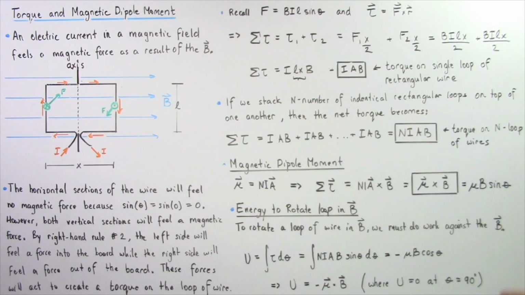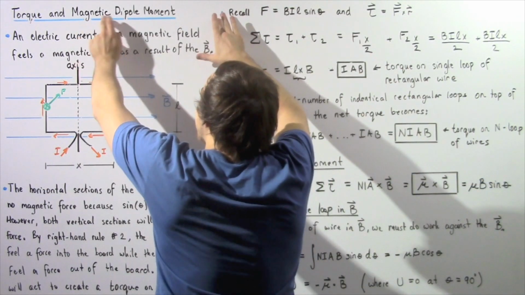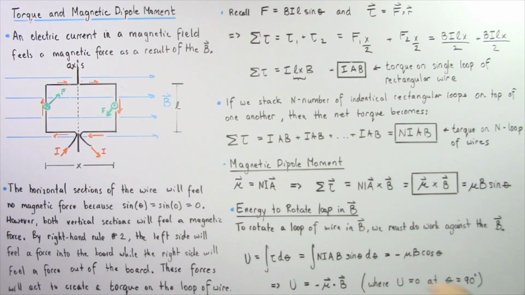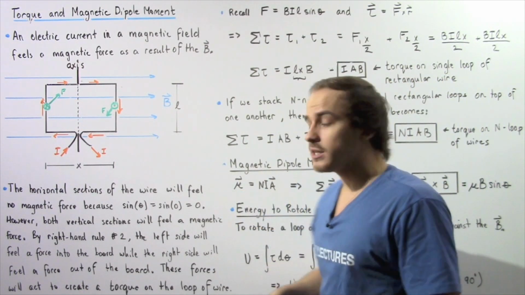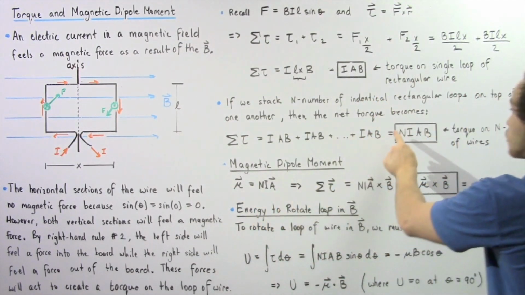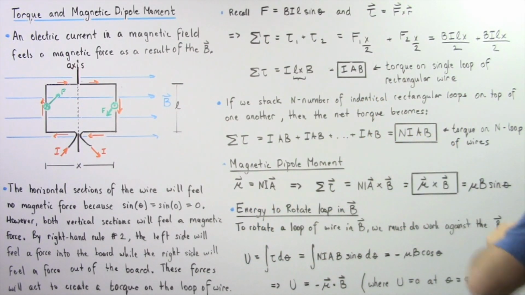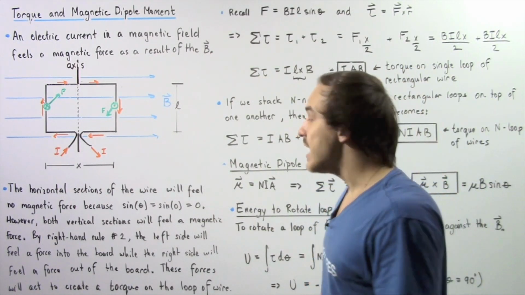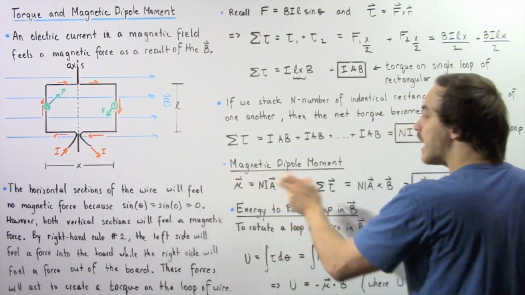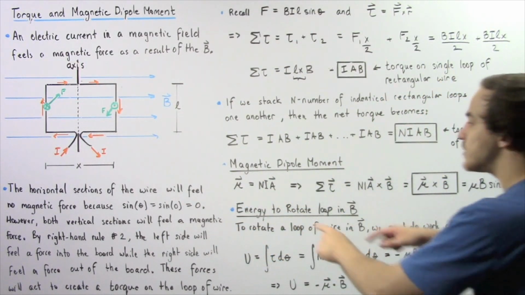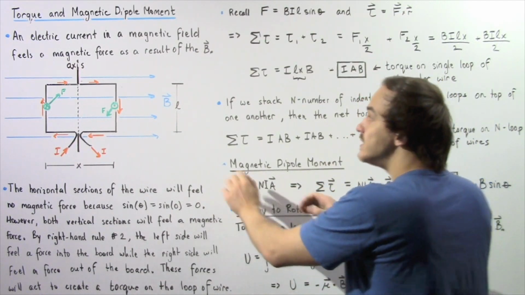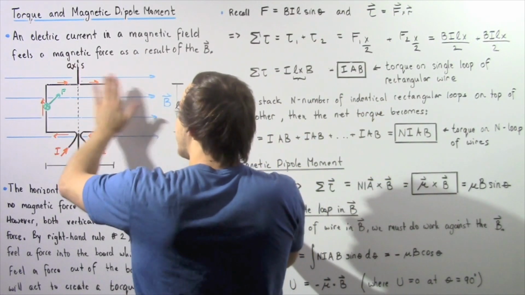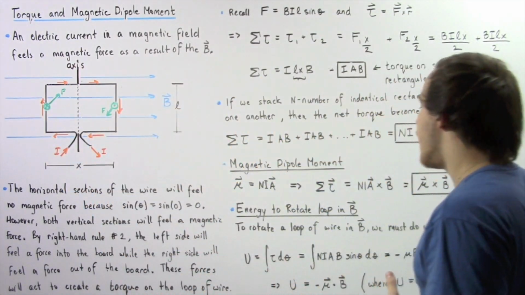Now we are ready to define what the magnetic dipole moment is. The magnetic dipole moment, which is given by mu, is equal to the product of N, I, and A. So this product, NIA, is known as the magnetic dipole moment. And notice, it's a vector. The direction of this magnetic dipole moment points in the same direction as our area vector, and the area vector points in the direction perpendicular to the plane on which the loop is found.